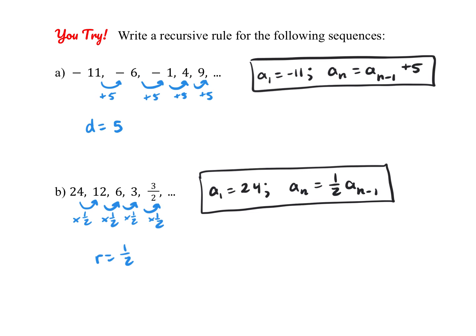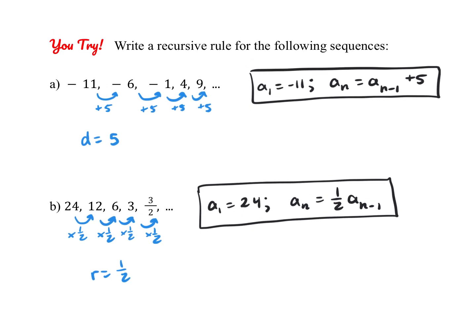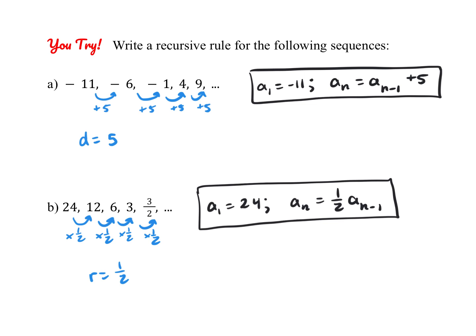All right, go ahead and check here. So this first one is an arithmetic sequence. The common difference is 5, so you literally take the term before it and add 5 to get to the next term. And for part B, this is a geometric sequence. The common ratio is 1/2, so you can find any term by taking the term before and multiplying by 1/2. And please make sure you have defined a sub 1 as part of your recursive rule.